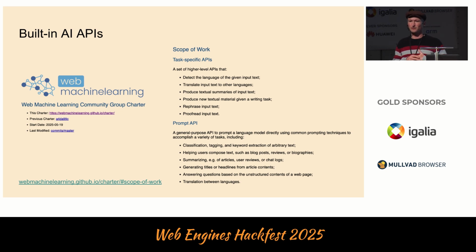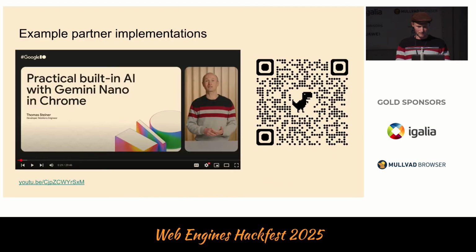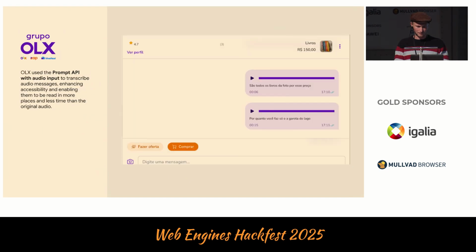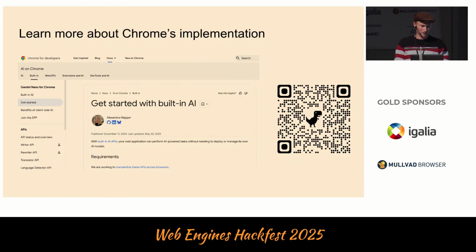We are starting an origin trial with the prompt API with image and audio input and, of course, textual input, so people can play with this some more. Most importantly, if you go to the documentation here, we have something called EPP, the Early Preview Program, where we ask people to join, which allows us to survey you about your experience with the API.